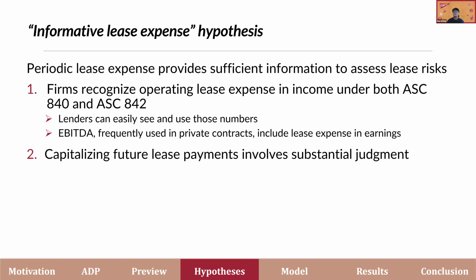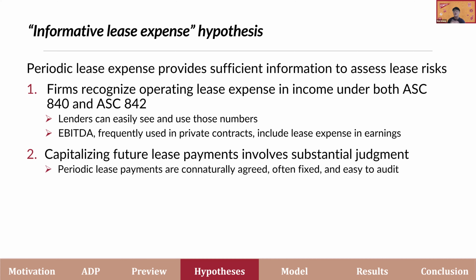The second argument is what a lot of companies expressed during the FASB's comment letter process for ASC 842. Capitalizing future lease payments, as argued by many companies, is subjective. In contrast, the periodic lease expenses are contractually agreed upon. They are often fixed. There are variable lease payments, but generally speaking, you think about your car leases, apartment leases, right? These are fixed payments and very easy to audit.